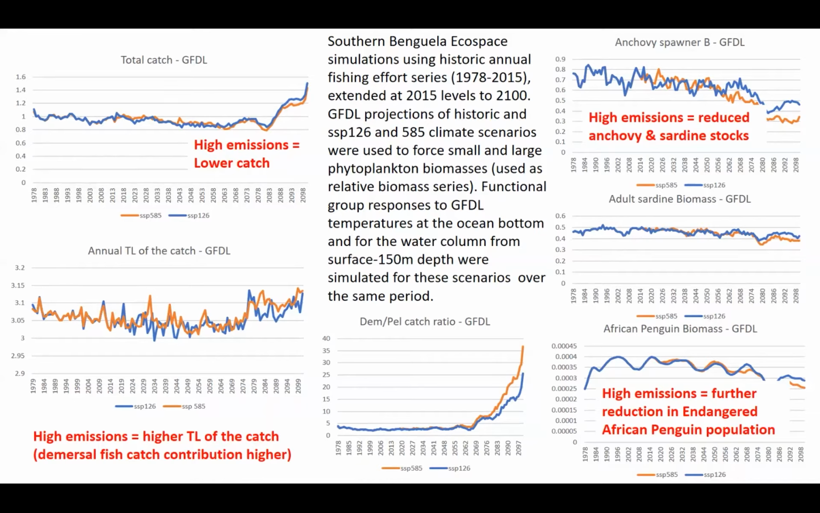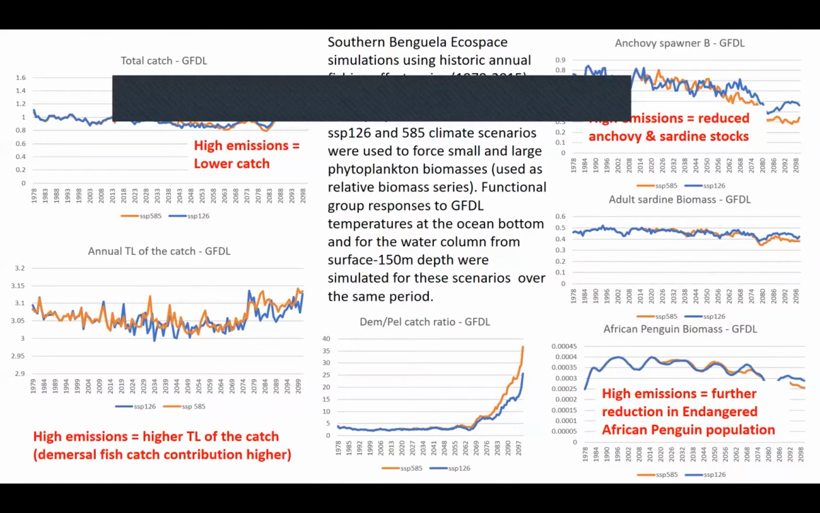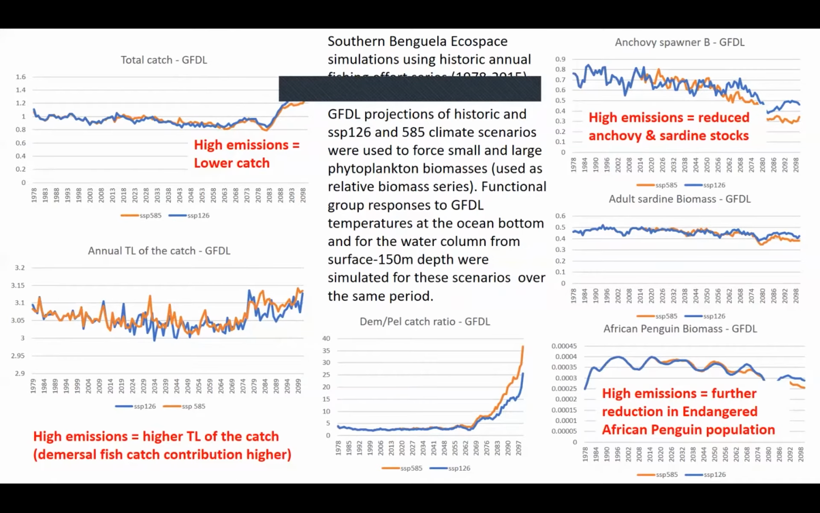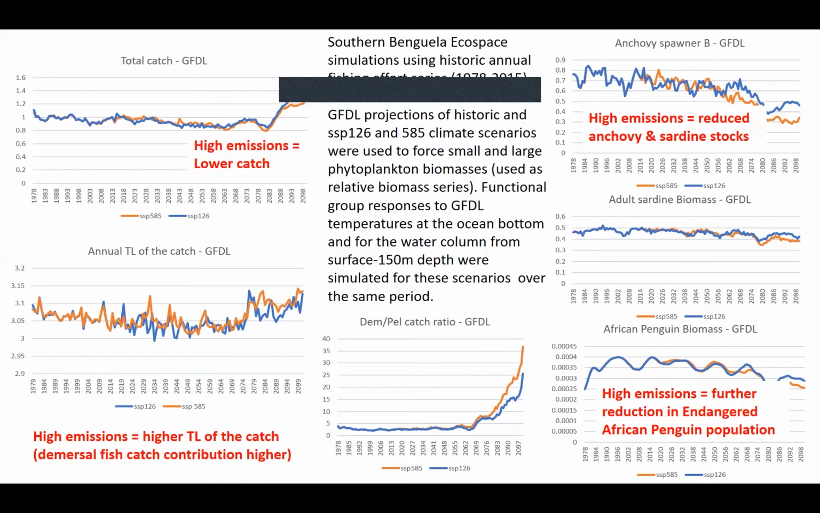And this is because if you have a look on the right, our forage fish, our small pelagics, our anchovy and our sardine, are declining to lower levels when we have high emission scenarios and when we have the low emission scenarios. And this has implications for our predators, in particular something like the endangered African penguin, which you can see right at the bottom, where the decline is worsened under a high emission scenario. So these are the kinds of things that we are exploring using our models.